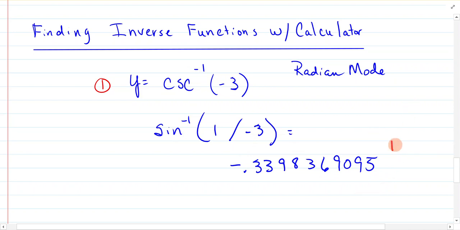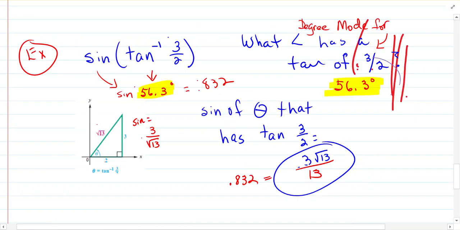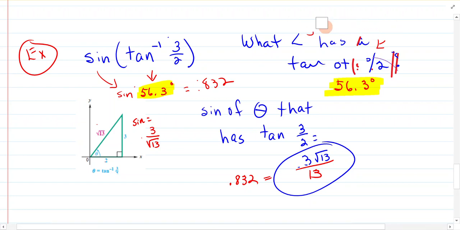Let's see if we can move on. All right, there are all those lines that got drawn mistakenly. Let's see if we can get through some of those. So on this one, we're going to use degree mode. We're asked for what angle has a tan of 3/2.